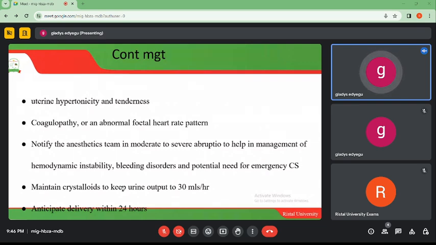Then you have to maintain crystalloids to keep urine output at 30 ml per hour. So the normal output is supposed to be 30 ml per hour. Anything below that, you just know that this mother's kidneys are failing and she may end up with AKI, that is acute kidney injury, which is very dangerous to our mothers, and they may need further management with dialysis, which most of our facilities may not be having. So maintain fluids and monitor the urine output. Then anticipate delivery within 24 hours to save the baby.